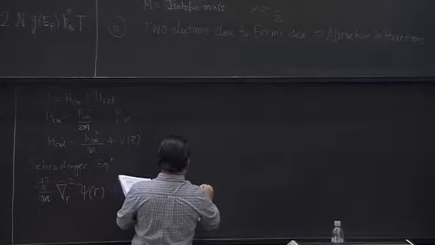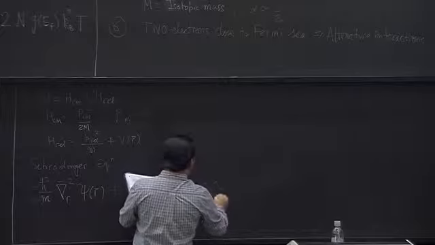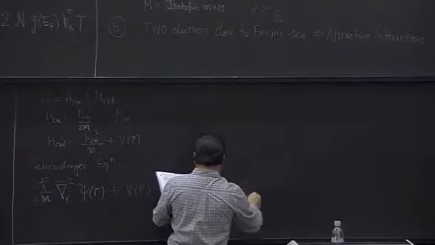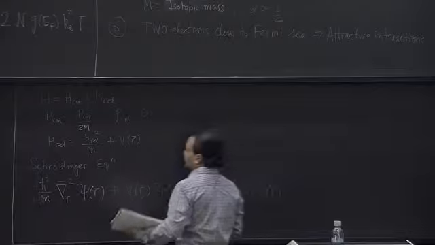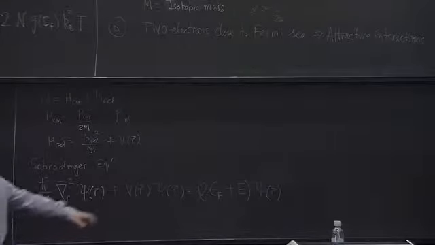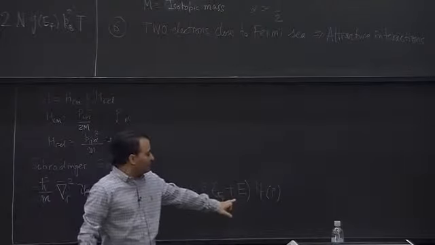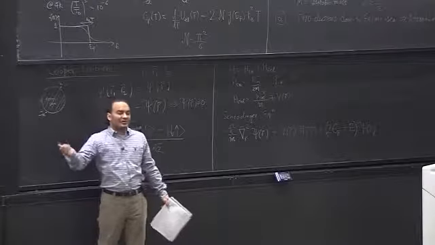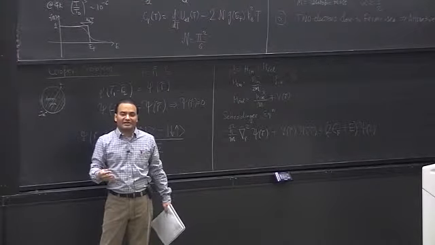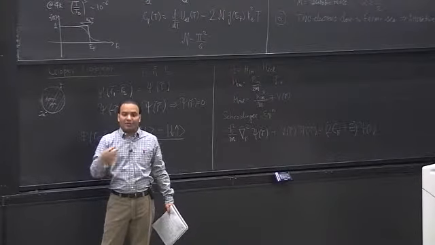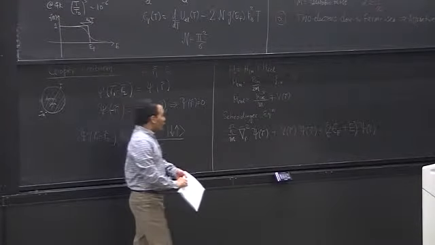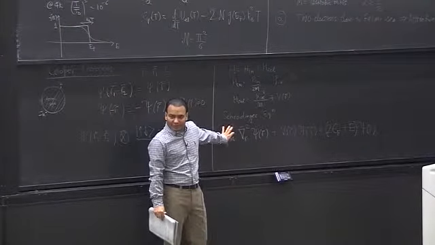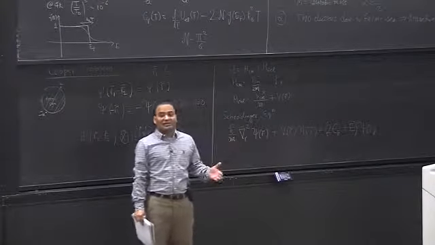And I'm going to write the energy eigenvalue corresponding to this state psi of r in a special way. I'm going to write the energy as 2EF plus E. The reason is these two electrons must be outside the Fermi surface, so we expect the total energy to be more than two times the Fermi energy. Now the goal is to see if this equation admits a solution with negative E. That will correspond to a bound state.